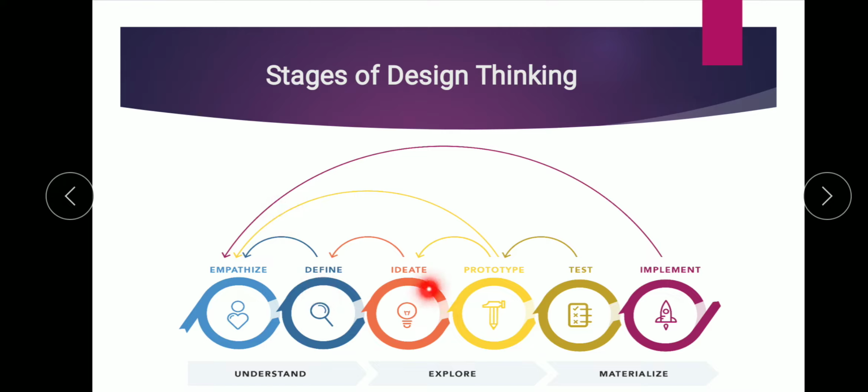And the next is ideate. If you haven't ideated properly, go back to definition. You need to prototype. If your prototype is not proper, again start with empathize or go back to ideate. If your test is not proper, go back to prototype. So the last step is implement. So these are the basic 6 steps in design thinking.